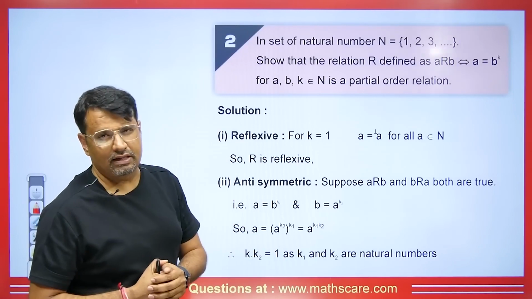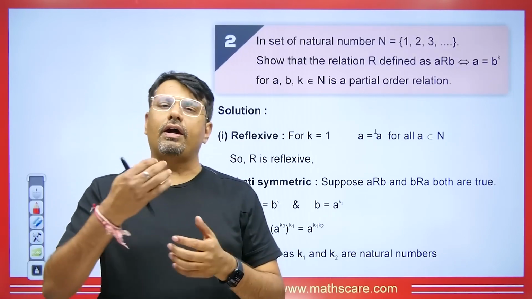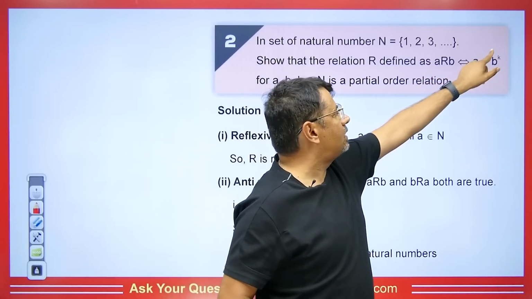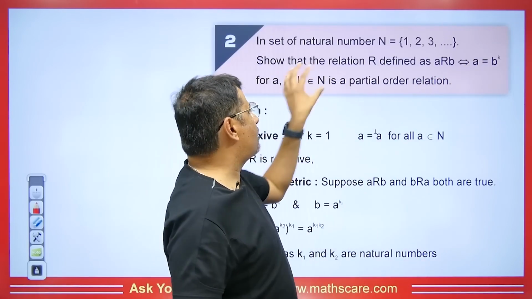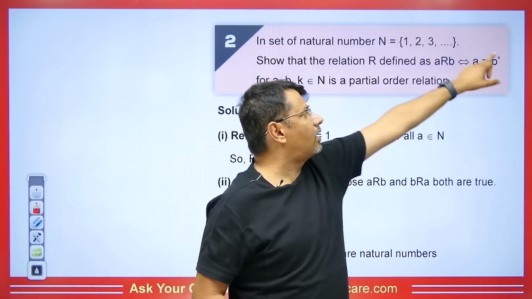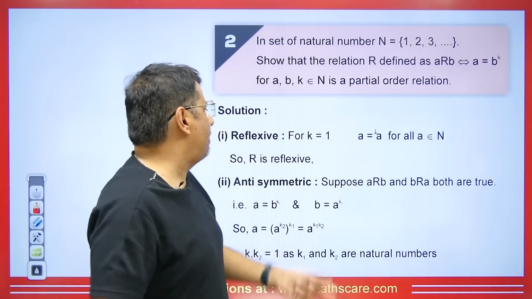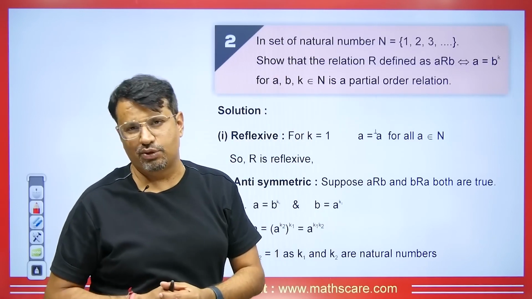First we will talk about reflexive. In this, (a, a) should be in R, which means a should be equal to a power k, and k is a natural number here. In the place of the natural number k, if I put 1, then a will be equal to a. This means (a, a) belongs to R, so we can consider it as reflexive.